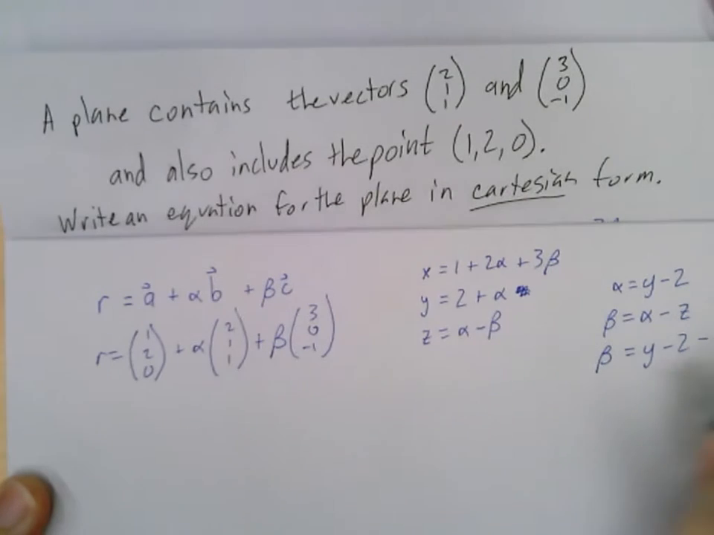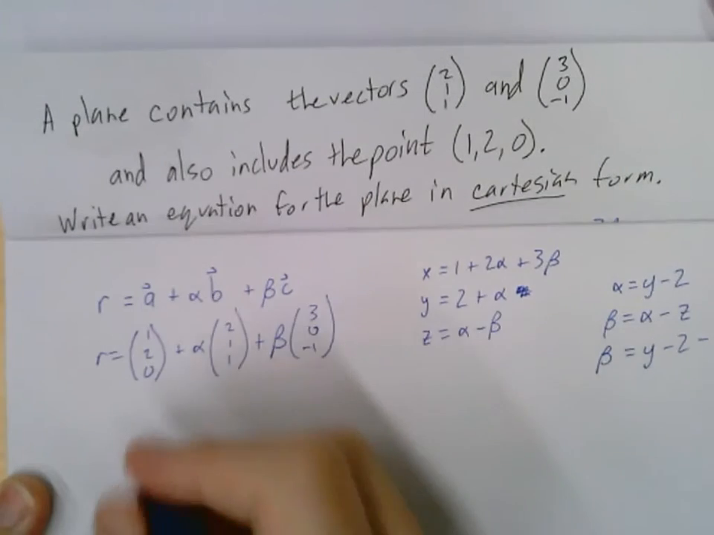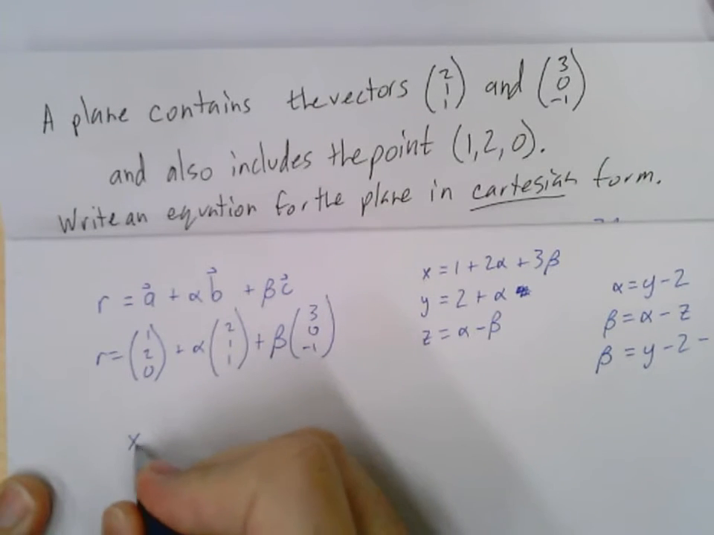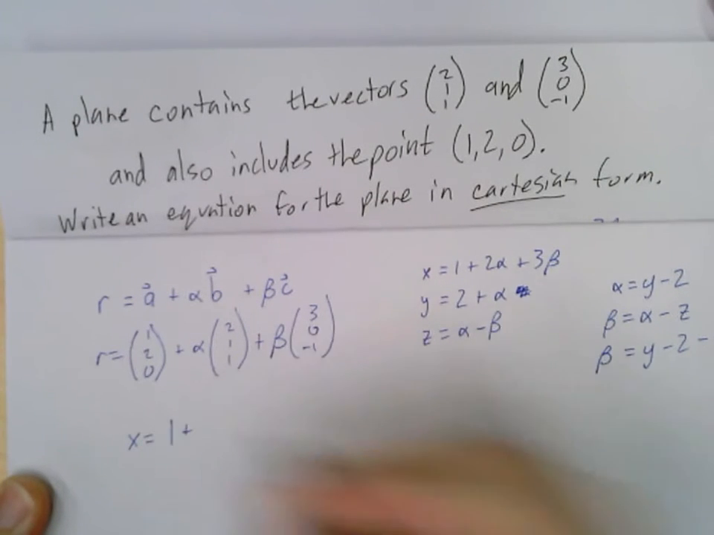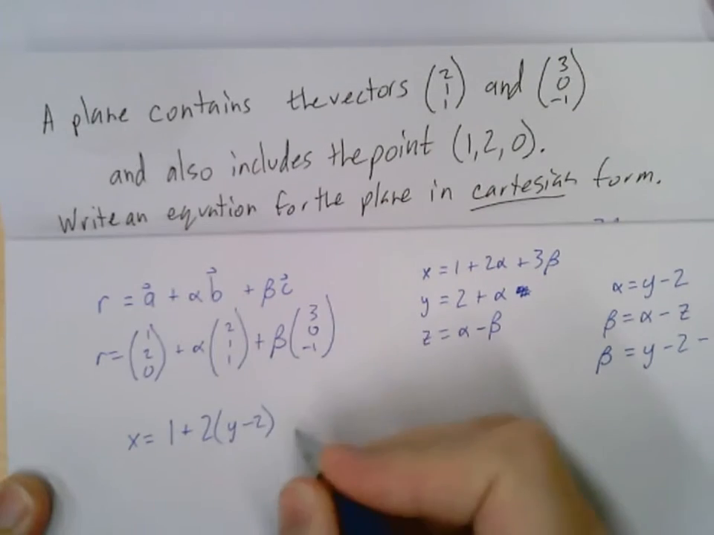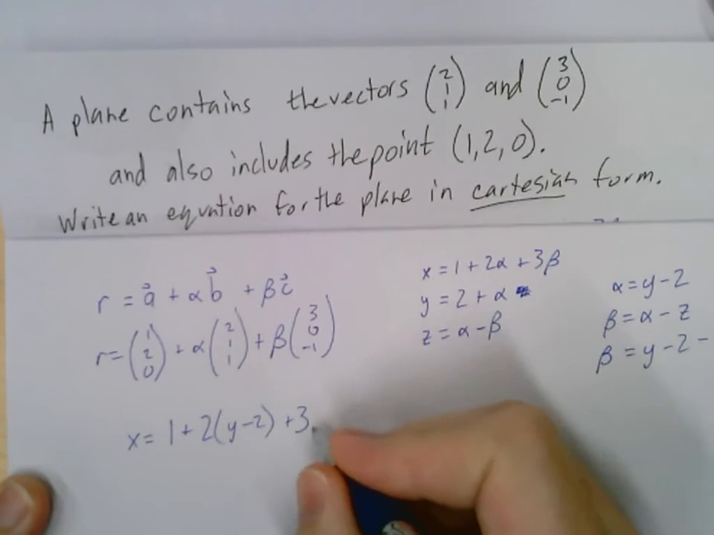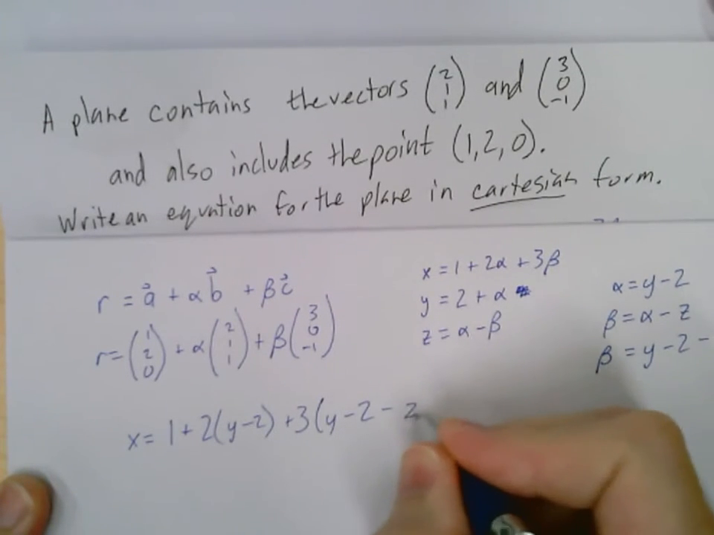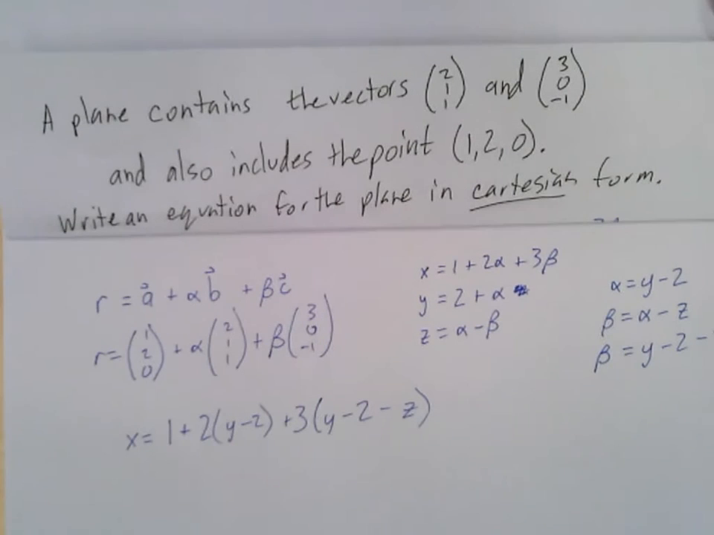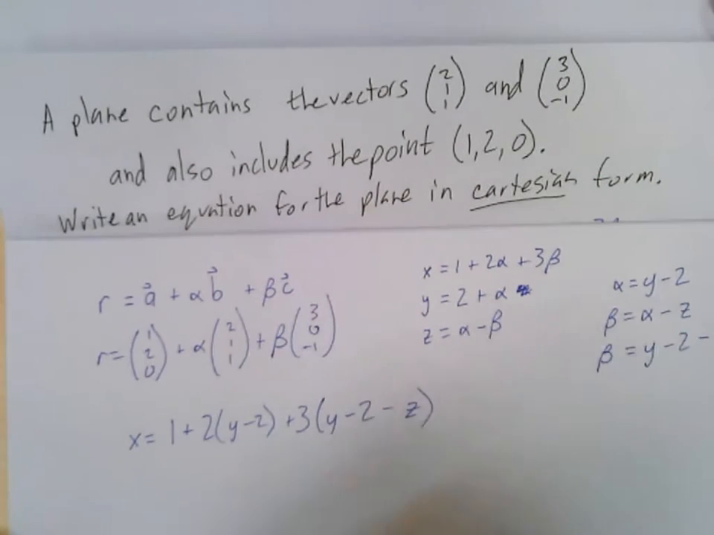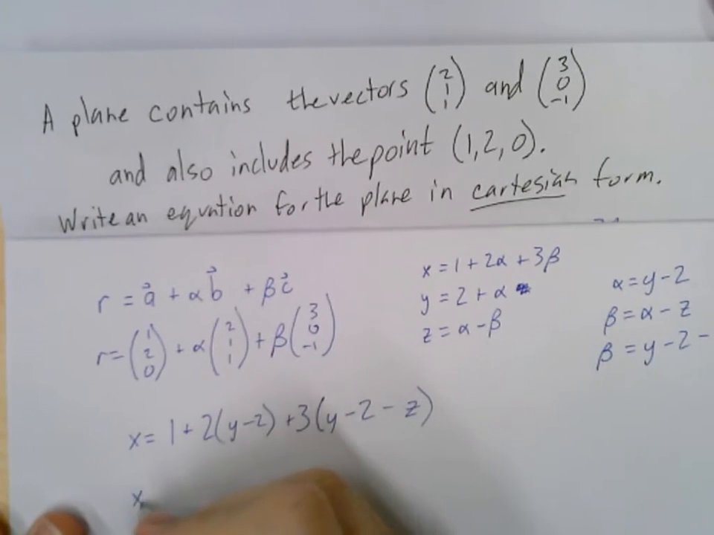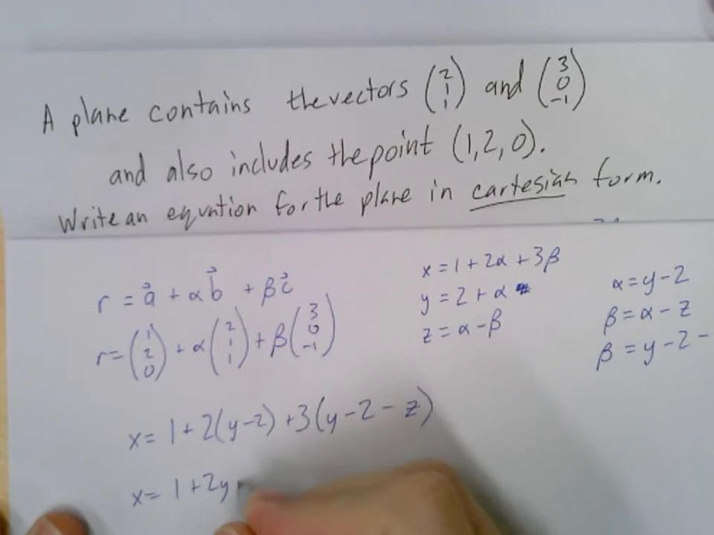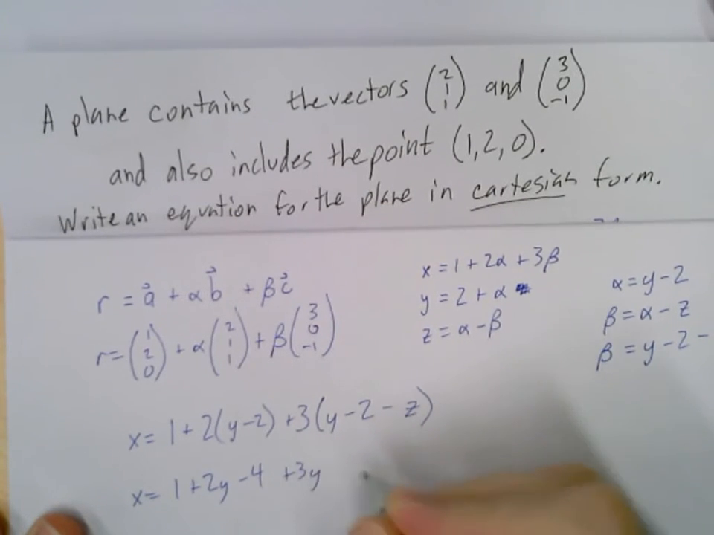Okay, so now I'm going to actually take these and put them into my first equation here. So I'm going to say that x is equal to 1 plus 2 times alpha, which was y minus 2, and then plus 3 times beta, which was y minus 2 minus z. So at this point, I can solve and create a Cartesian equation. So just for the record, let's see what happens. I'm going to have x equals 1 plus 2y minus 4 plus 3y minus 6 minus 3z.